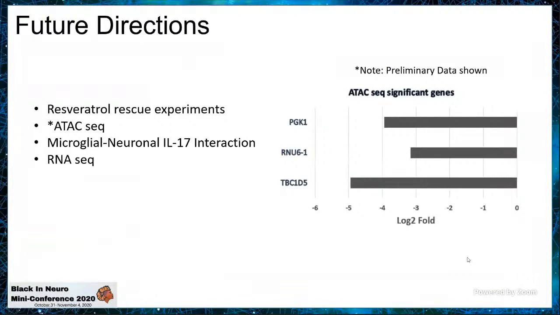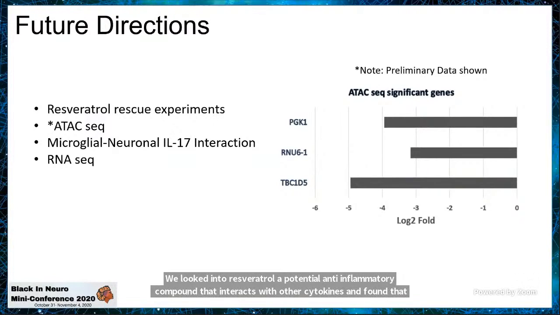So, in the future, we plan to continue the resveratrol rescue experiments. Additionally, we have some preliminary ATAC-seq, so note this preliminary data needs to be repeated, but it showed that the differentially significantly expressed genes were a kinase and genes involved in Golgi trafficking and exosomes.